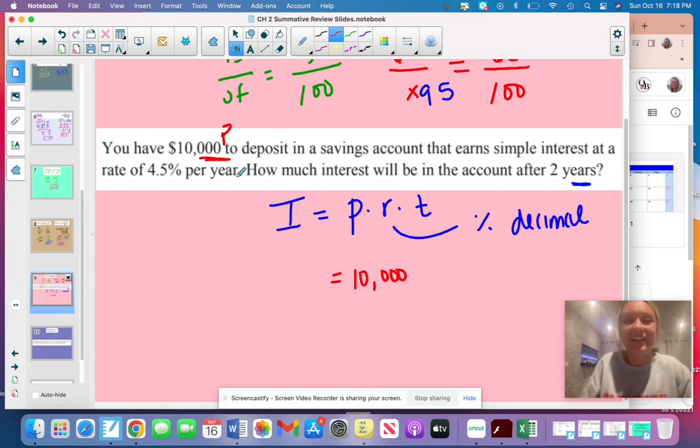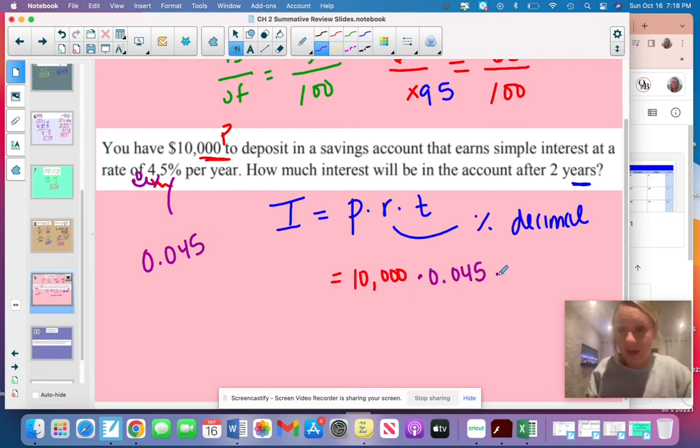Then it says that it earns it at a rate of 4.5% per year. Now, to write that as a decimal, remember you just have to move it over twice and you'll fill in a zero. So that's 0.045. So times 0.045 times, okay, T is 2 years. So times 2. And this will all give us our interest.